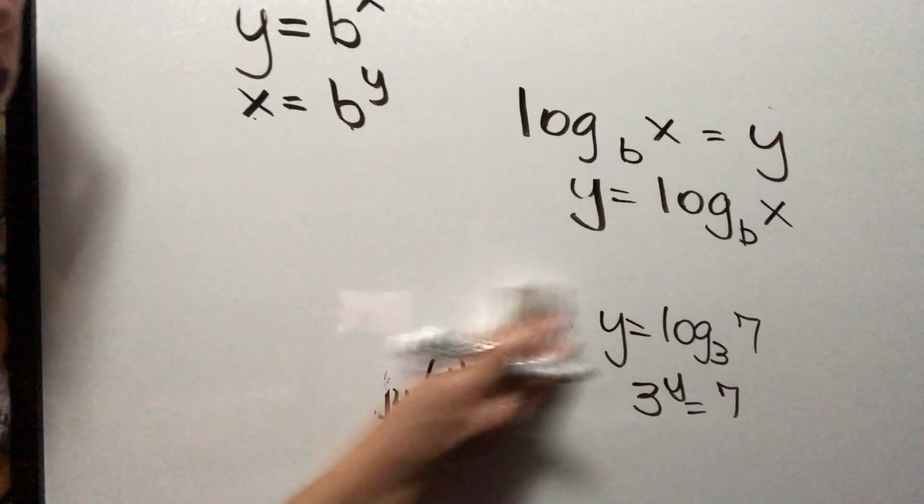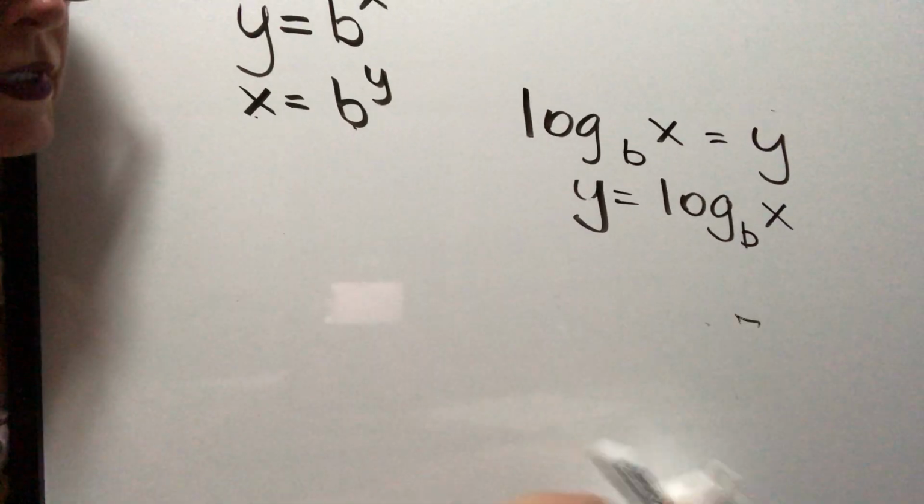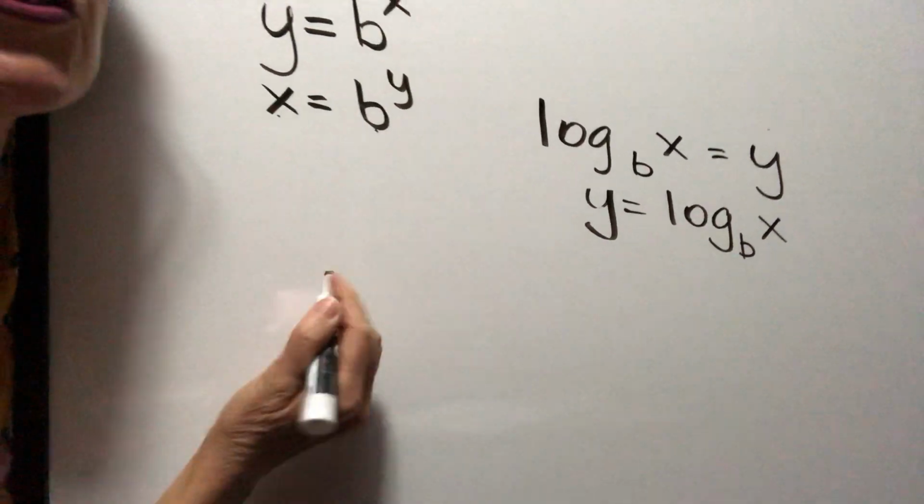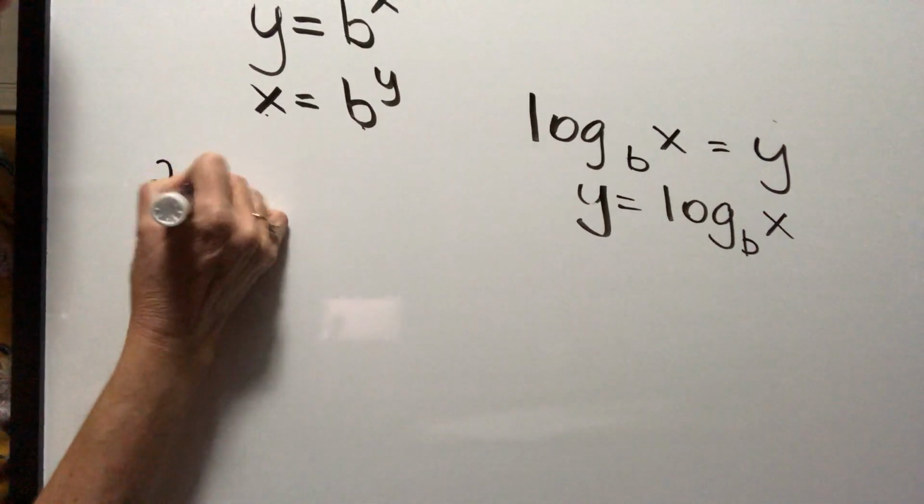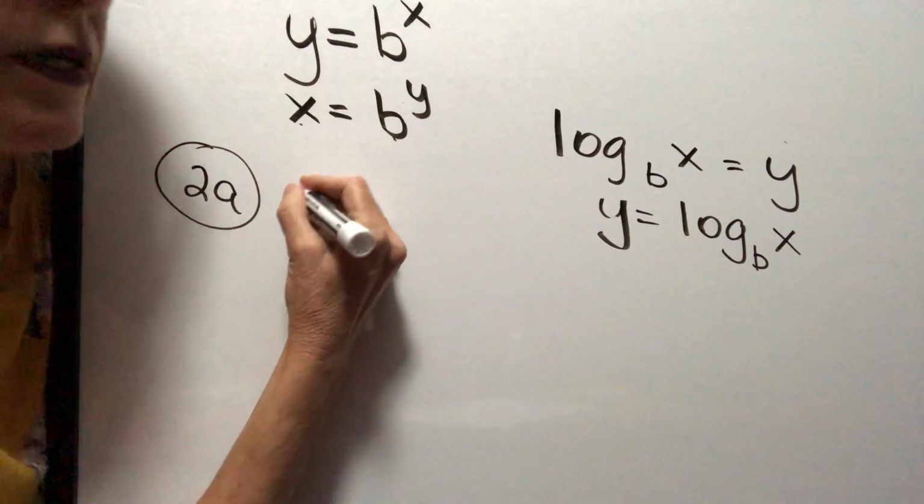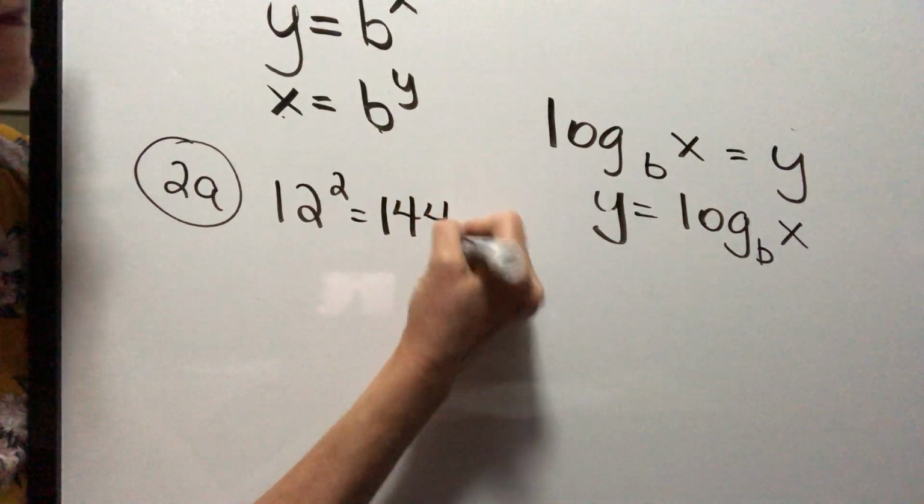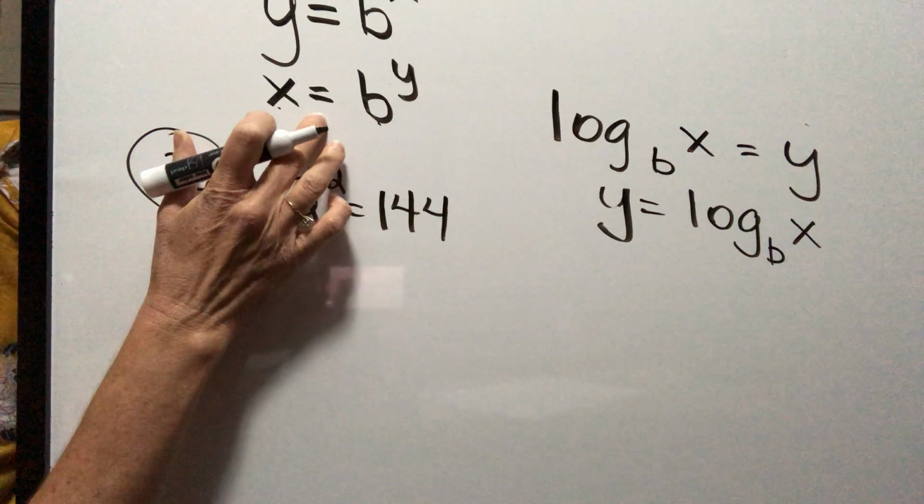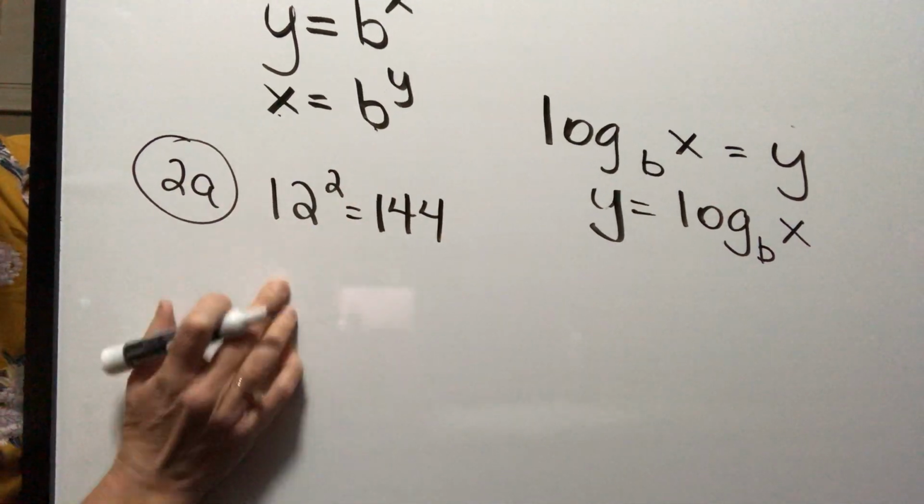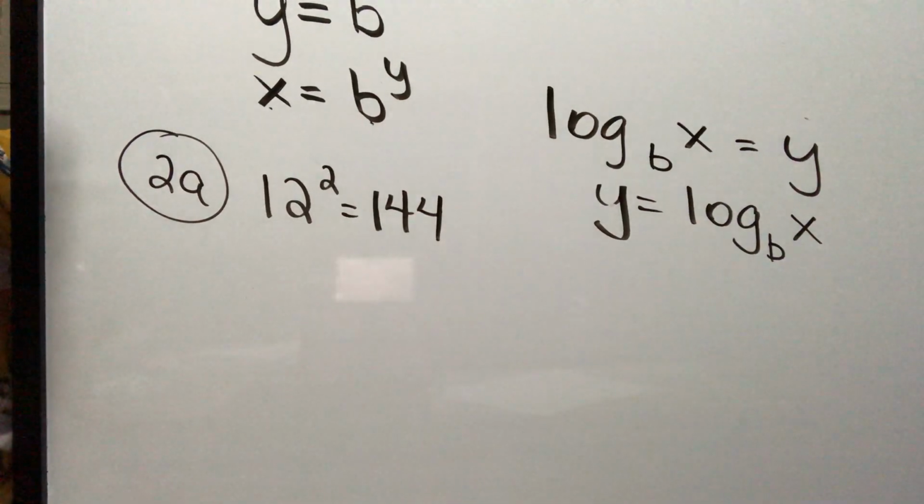For number 2, we're going to go the opposite way. We're going to start with an exponential equation and change it to a log. So let's see, number 2a is 12 squared equals 144. So you want to think of it as this equation is the same thing as this. So we're just changing it to a log over here.